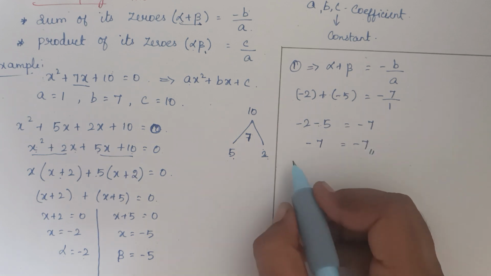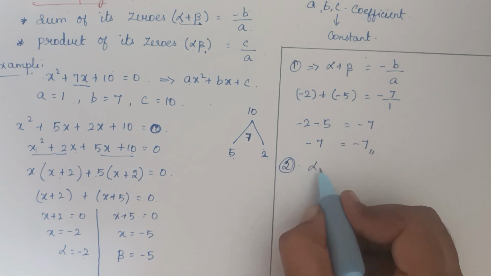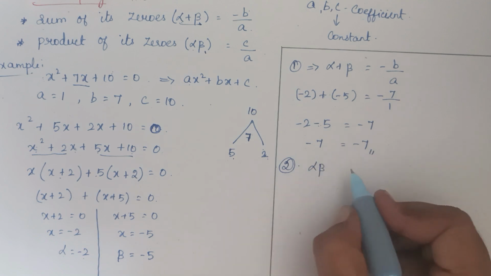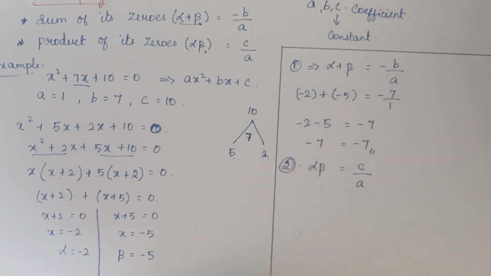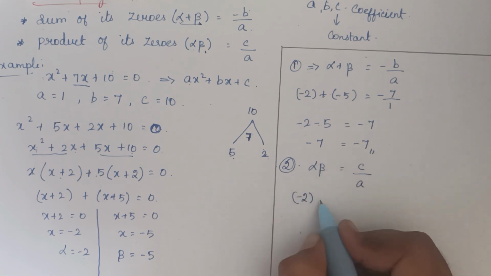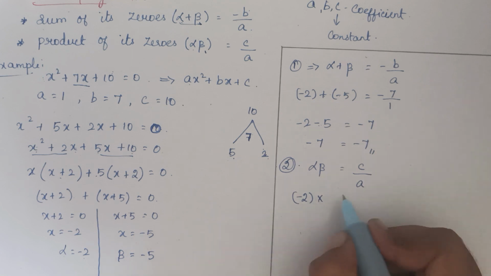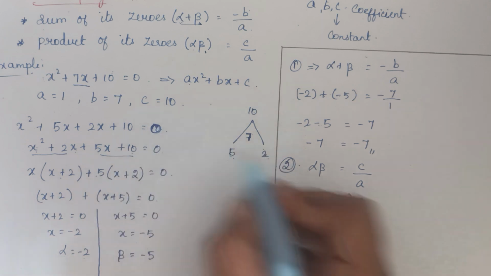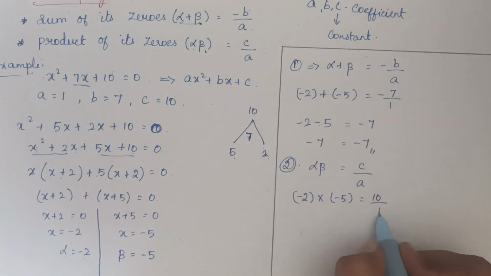And then the same for the second formula. What is the second formula? Alpha into beta. The product of alpha and beta is equal to c by a. So what is the product? What is the value of alpha? Minus 2. So minus 2, product means the multiplication symbol, beta. The value of beta is minus 5, is equal to c, the value of c is 10, and then the value of a is 1.